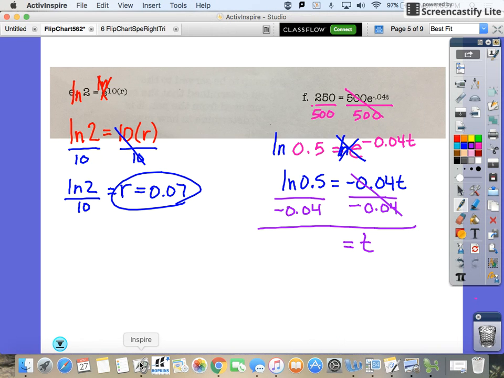Natural log of 0.5 divided by negative 0.04 is 17.33. In class, students kind of questioned whether that was accurate because it seemed really big to them. So what we did is we took that 17.33 and put it in for t and calculated to see if it worked, and in fact it does.